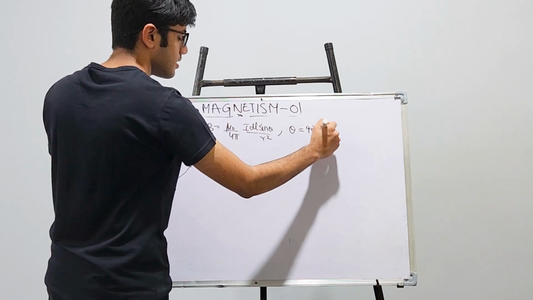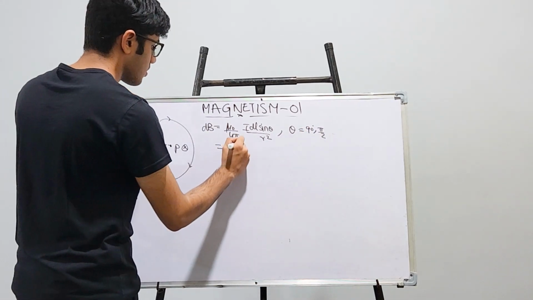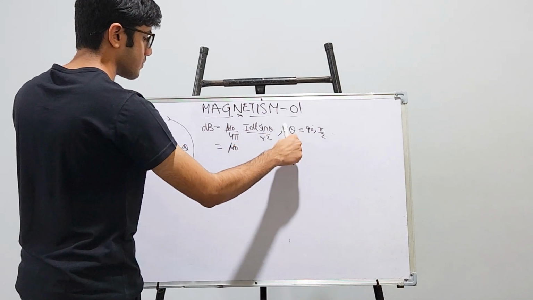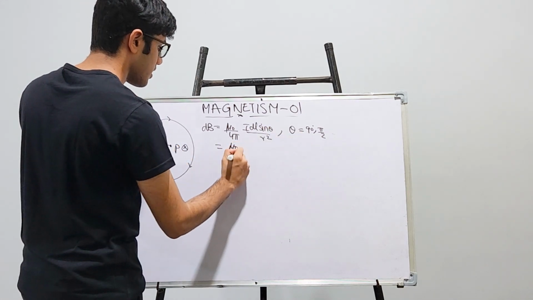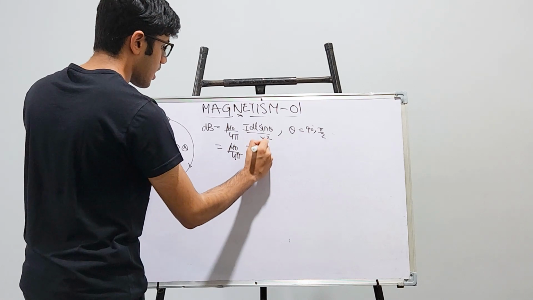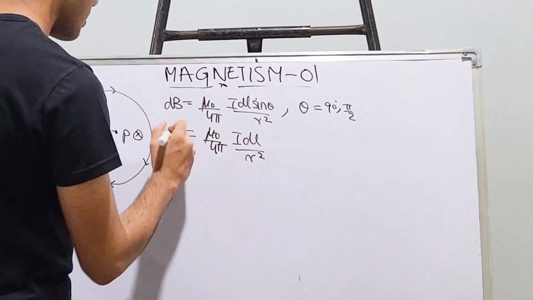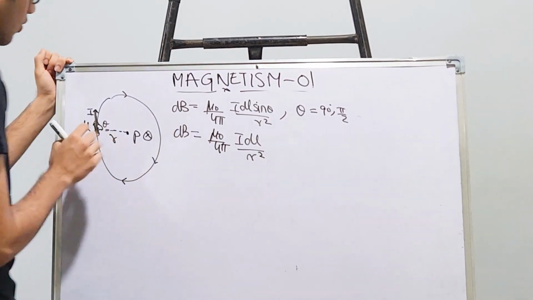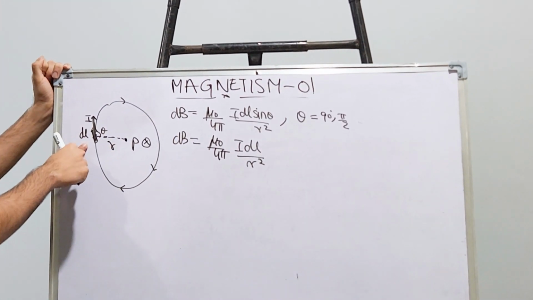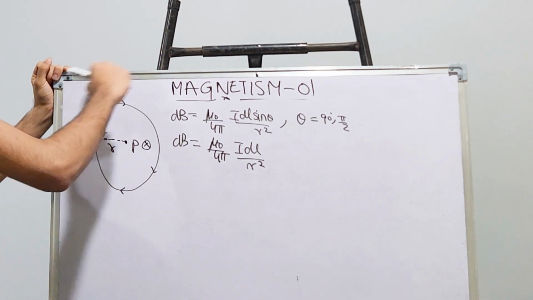This is degrees, this is radians. So plugging in this value of theta into this equation, we get mu naught by 4 pi I dl sine 90, which is 1, so I dl over r squared. This is dB due to a small element dl. Now we need to calculate it due to this entire circular coil.